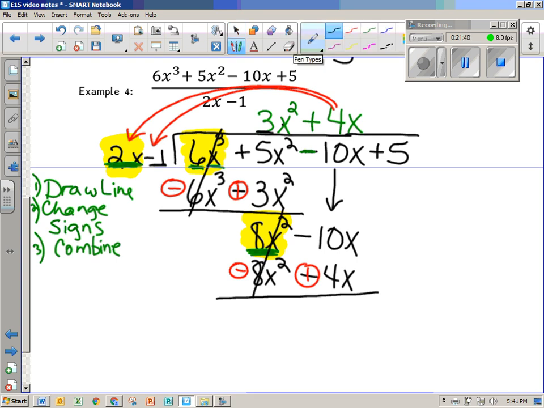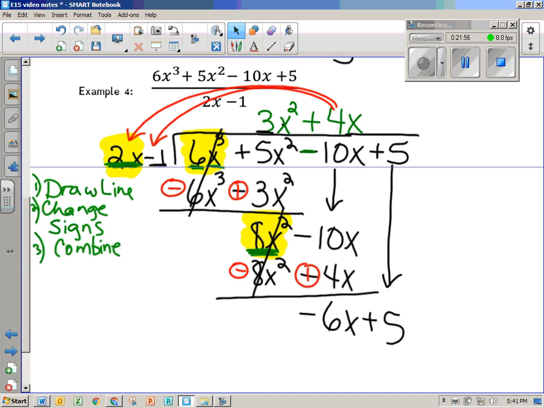Cancel. Negative 10x plus 4x would be negative 6x. You see what great practice this is with your integers? Bring down, and you're on your last round right here. So this one has more rounds, and it's going to have a remainder. Let's highlight again. We're dividing our 2x into our minus 6x.